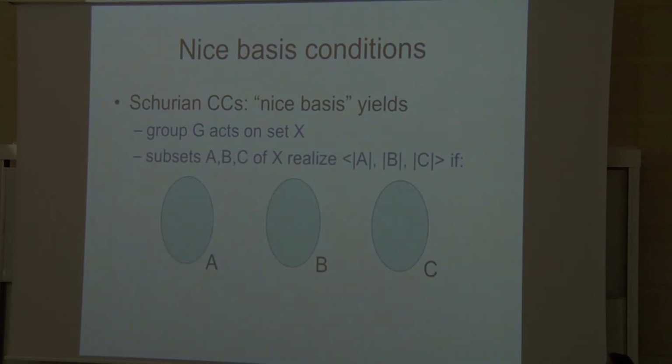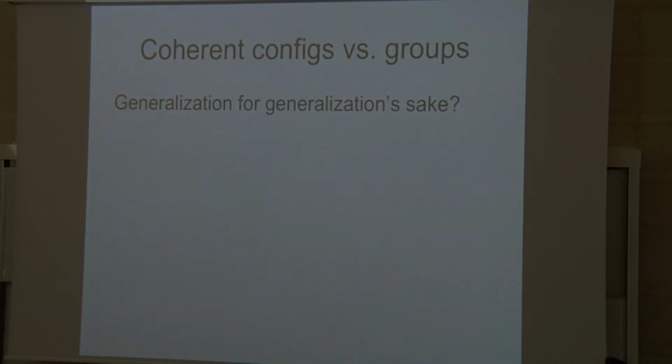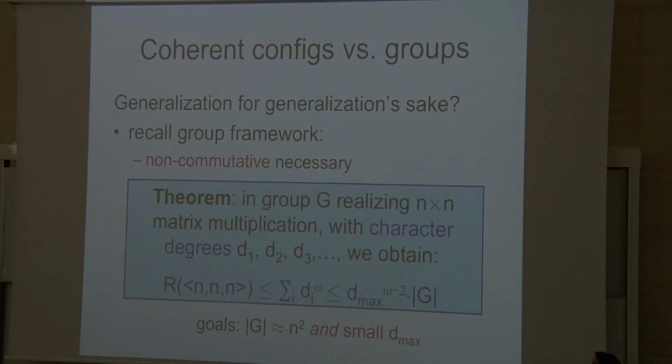Sturian configurations come from group actions, and there's a nice condition there, which again, for lack of time, I'll skip, but there's again a condition that you can really get your hands on. And the point that I want to make is this answer to this question: is this a generalization just for generalization's sake? And I would say no, for the following reason. In the group framework, we needed a non-commutative group, and that forced us to think about the representation theory of the group, and that was unpleasant.